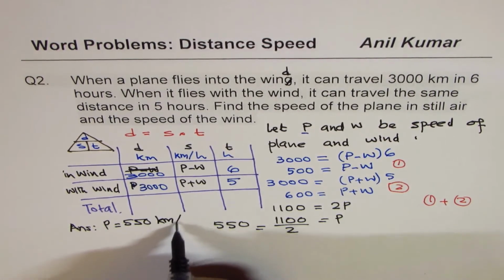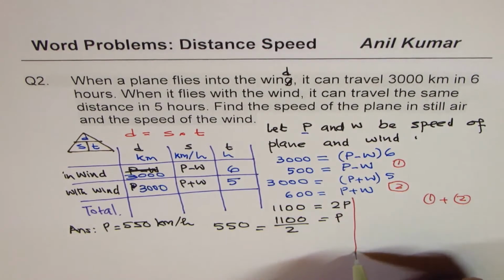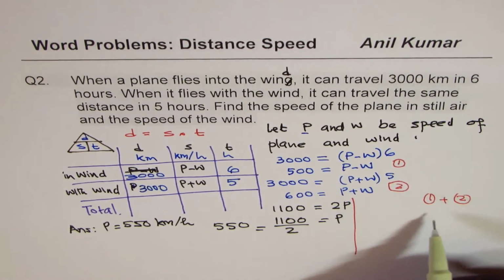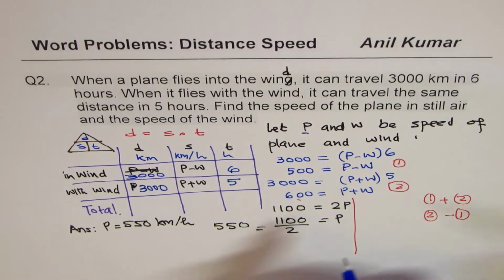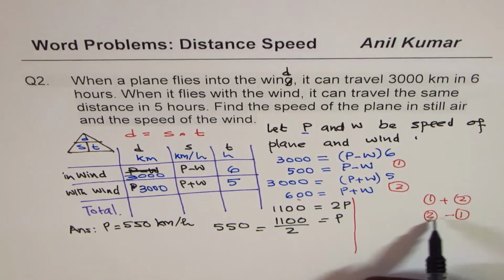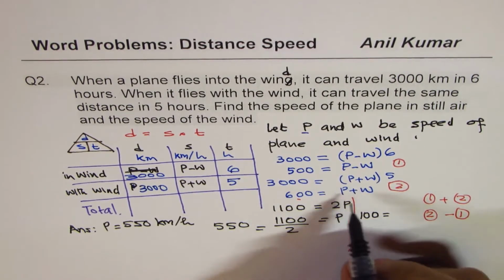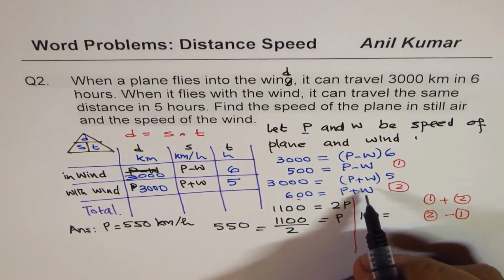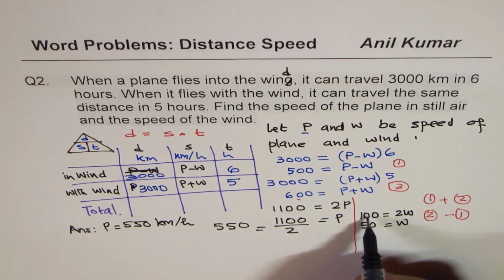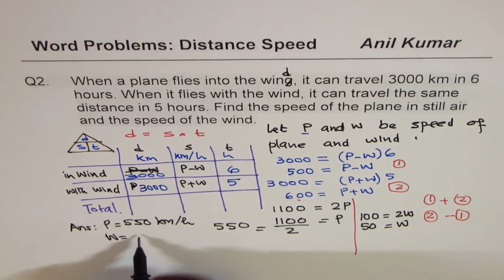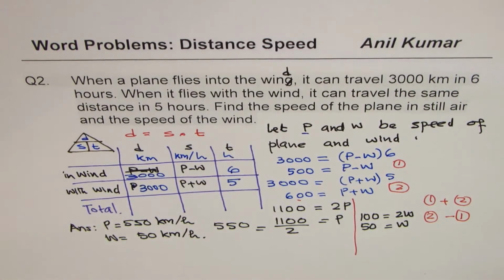550 kilometers per hour. Now let's do the second thing. This time we will do equation 2 minus equation 1. Since this is a bigger number, that's a good idea, right? So if I do that, equation 2 minus equation 1, 600 take away 500 is just 100. And that is equal to W minus minus W, twice W, so the wind speed is 50, 100 divided by 2. So I can write this answer as 50 kilometers per hour. Do you see that? How simple it is.